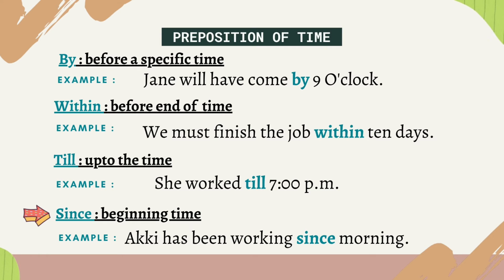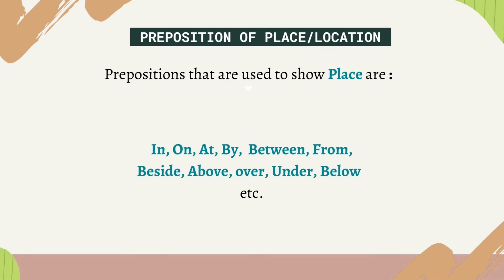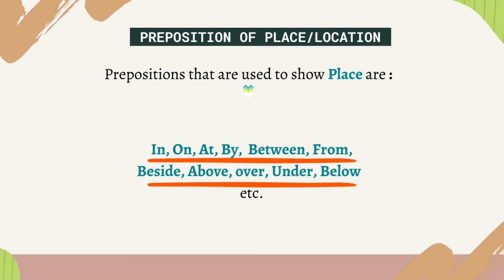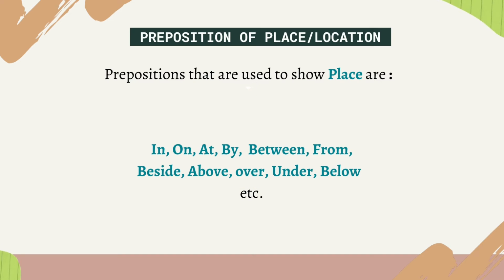And the last comes since. It shows beginning time. In the example we can see, Aki has been working since morning. That means from morning. Prepositions that are used to show place are in, on, at, by, between, from, beside, above, over, under, below, etc. Now we will learn about the uses of these prepositions.